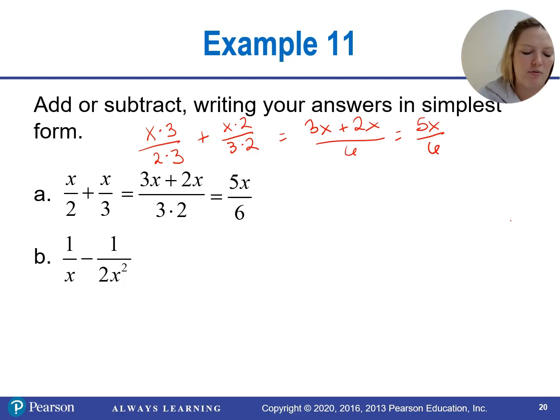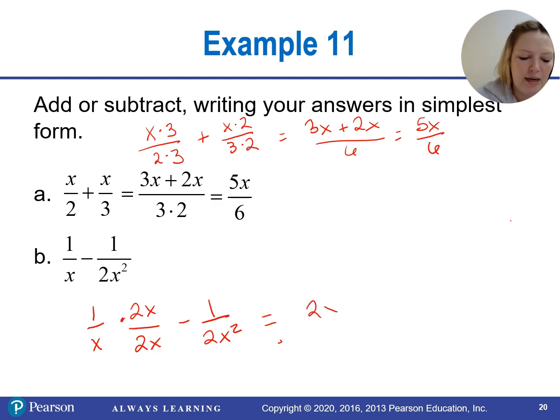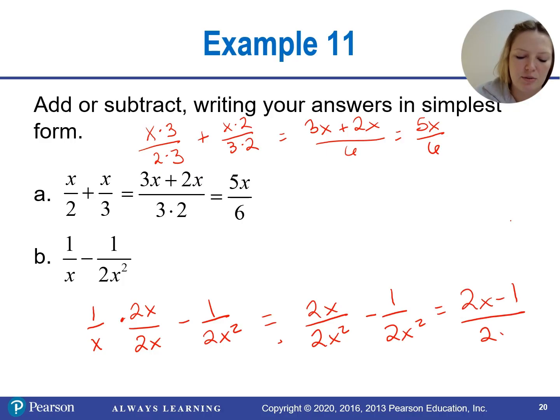And then for 1 over x minus 1 over 2x squared, my common denominator is actually going to be 2x squared, because I can just multiply 1 over x times 2x on the numerator and denominator. And that leaves me with 2x over 2x squared minus 1 over 2x squared, or 2x minus 1 over 2x squared.